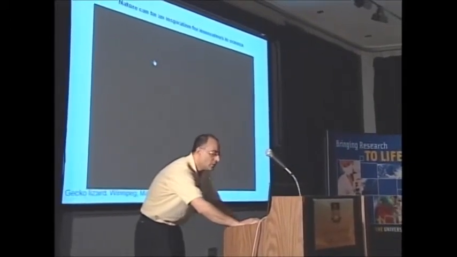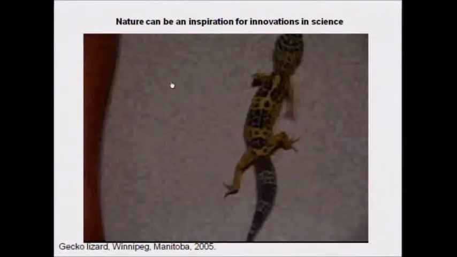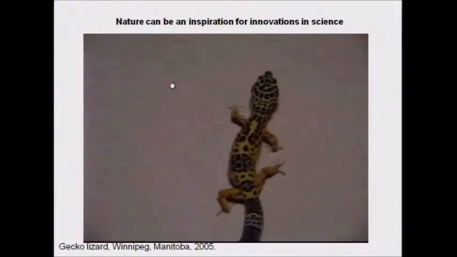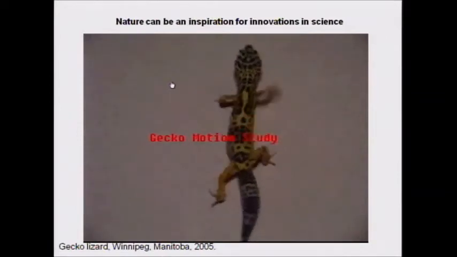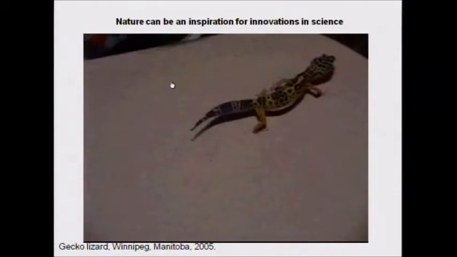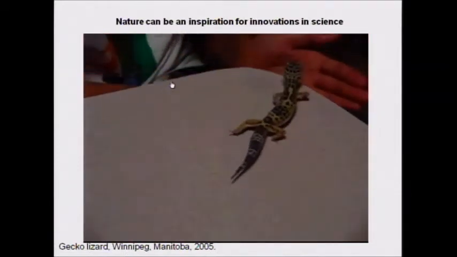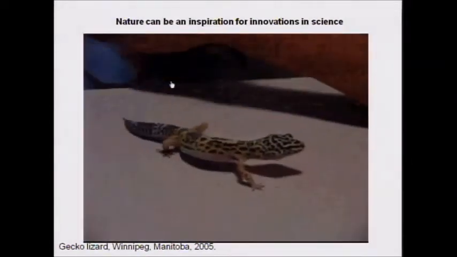We get inspiration from nature a lot in order to develop robotic systems. This guy is a gecko, and people were very interested in knowing how this gecko moves. By the way, this gecko is living in Winnipeg here, and this picture was taken by one of my students who wanted to study this gecko's movement.